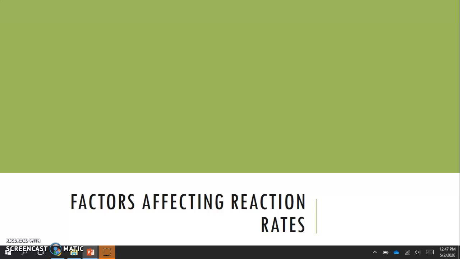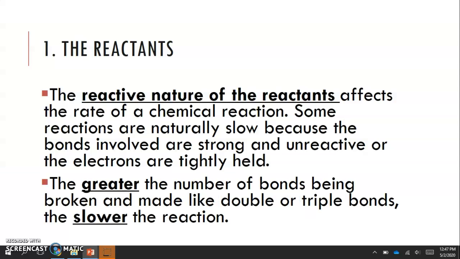So now that we've talked about what reaction rates are and how we calculate them, let's take a look at some of the factors that can actually affect our reaction rates. So number one is just the reactants themselves. What is their reactive nature? So the reactive nature of the reactants affects the rate of a chemical reaction.